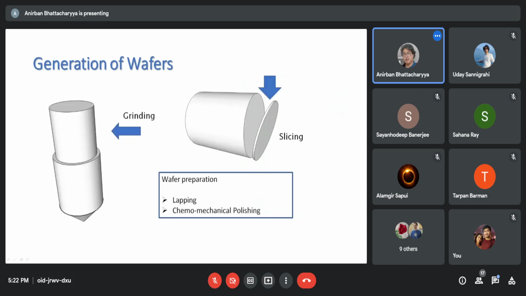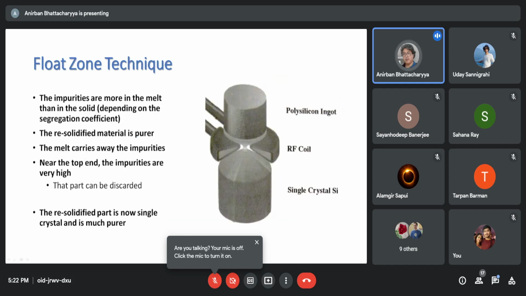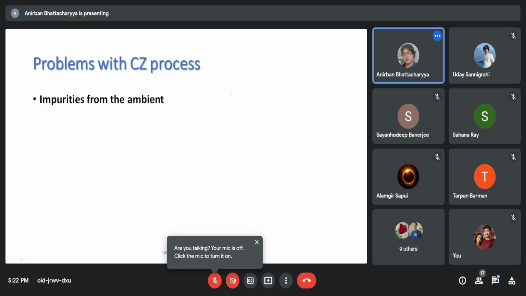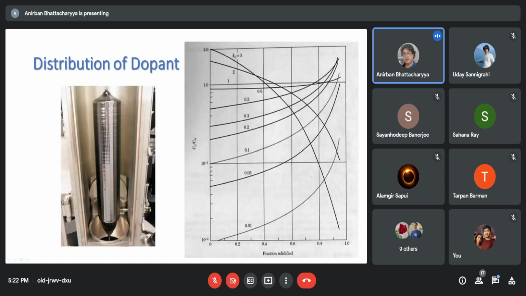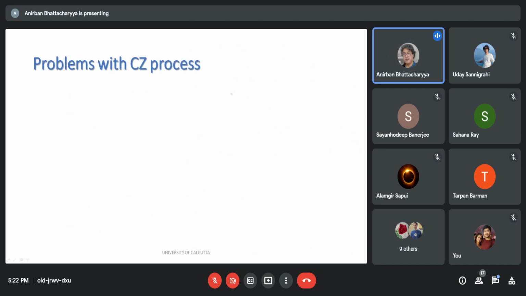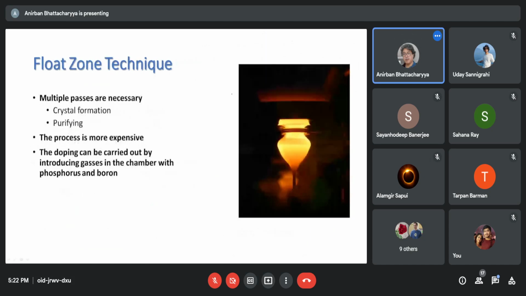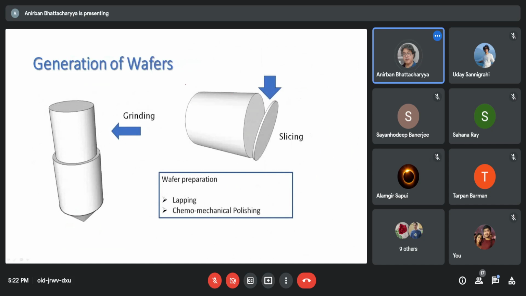Now from the boule you can get wafers. How do you get wafers? You slice, but before slicing you grind. See, when you form this, this doesn't look perfectly cylindrical, right? This one is not perfectly cylindrical. It has some roughness, some everything. So first thing is you polish it, grind it rather, to make a perfect cylinder. This one, the first portion, and then you slice it to make wafers.